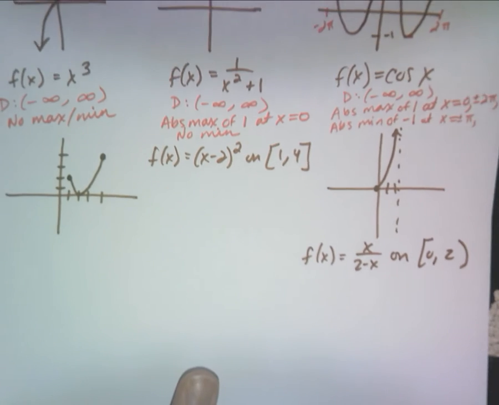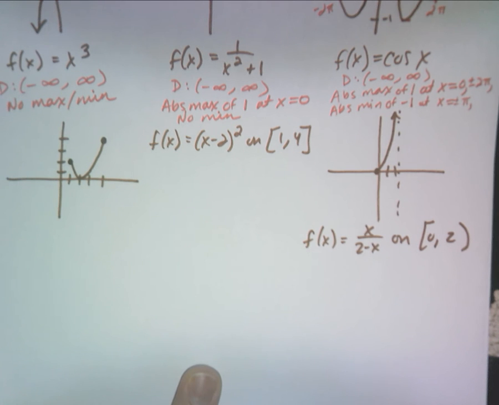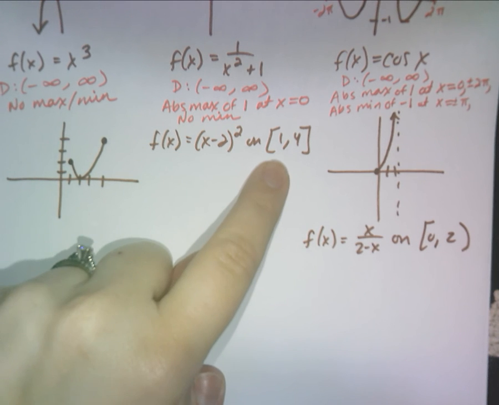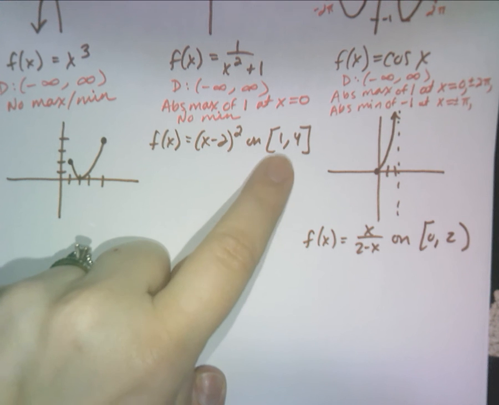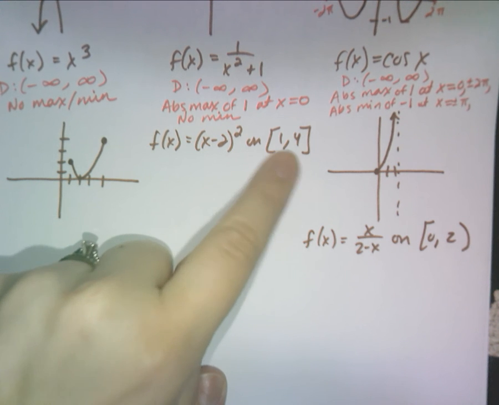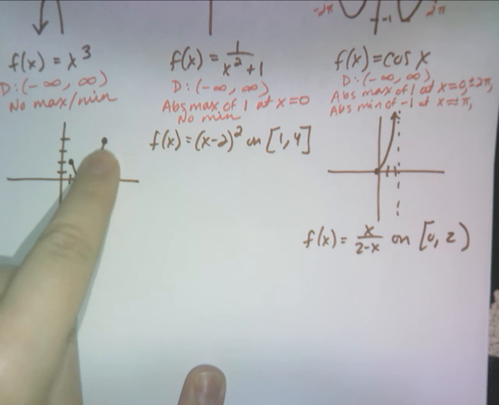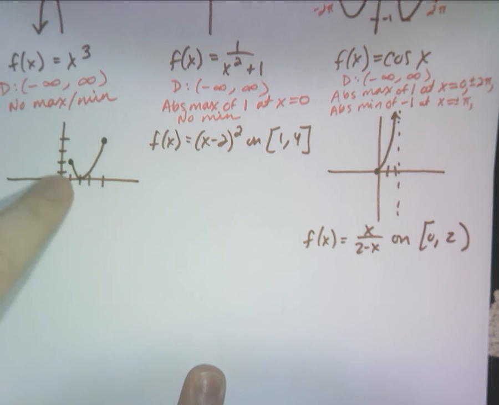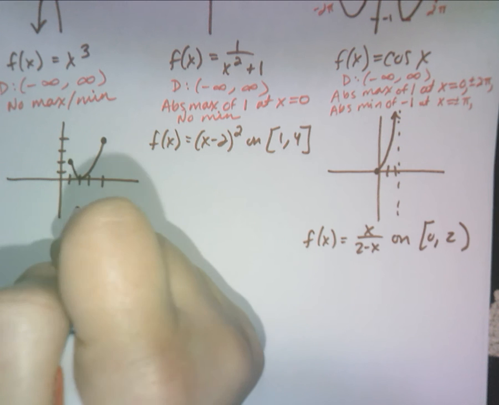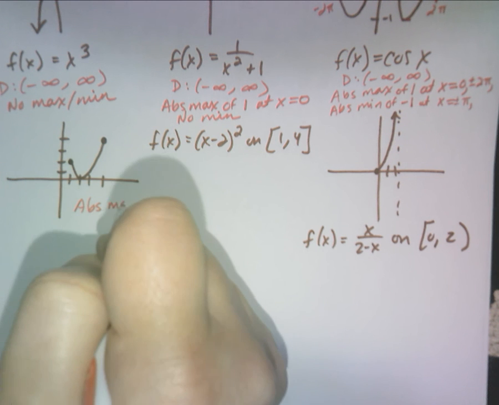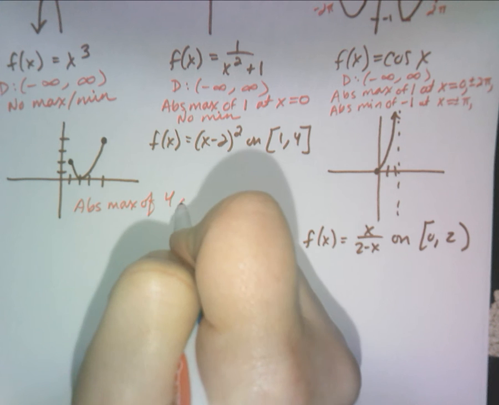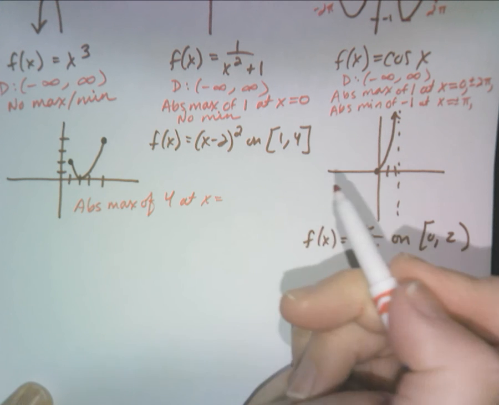Now we're going to talk about what happens when we have pictures on intervals. This is an interval, right? This is a closed interval of 1, 4. This portion to this portion. Does this graph right here on this interval have a max? What is the highest point of this graph on this interval? 4. So it does have an absolute max of 4 when x equals 4.